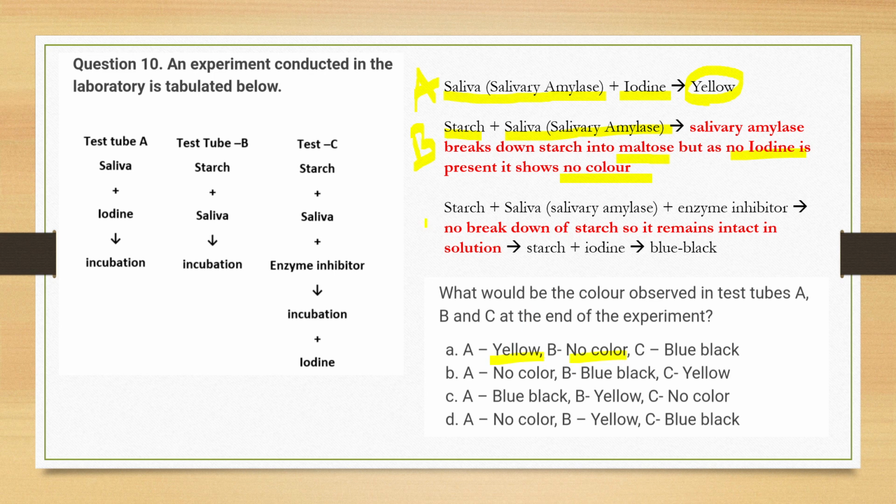Now test tube C, starch and saliva and enzyme inhibitor. That means now here salivary amylase cannot work, because the enzyme inhibitor is present. So salivary amylase cannot convert the starch into maltose. So the starch remains intact, and now if you put iodine in that solution, it will show the bluish black color. So test tube C will show bluish black color. So the correct answer is option A.